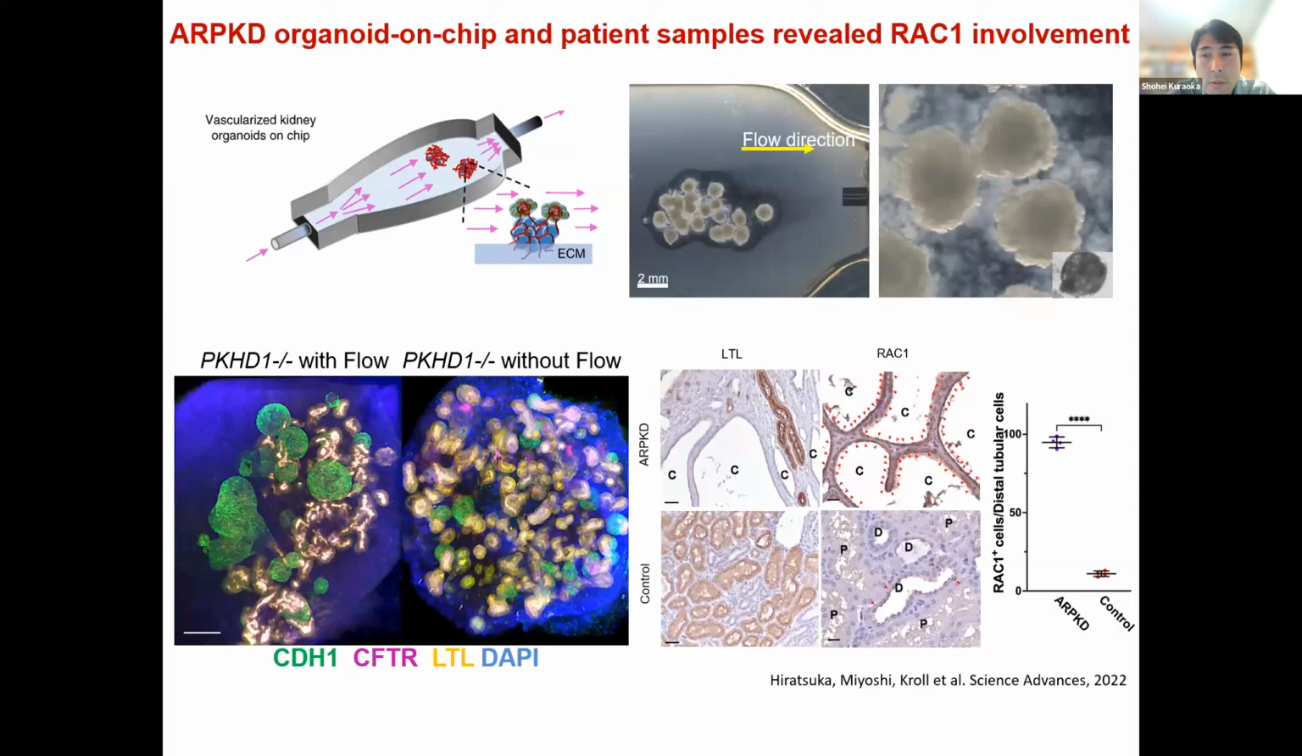In a recent study, we developed an organoid-on-chip model with PKHD1 mutants. In this model, the organoids exhibit the cystic phenotype in LTL-negative but CDH1-positive distal nephrons under flow conditions. Based on transcriptomic analysis in this organoid-on-chip model, we found that LAC1 is highly upregulated in patient renal cysts. And 3 LAC1 inhibitors have shown therapeutic effects in the human organoids.